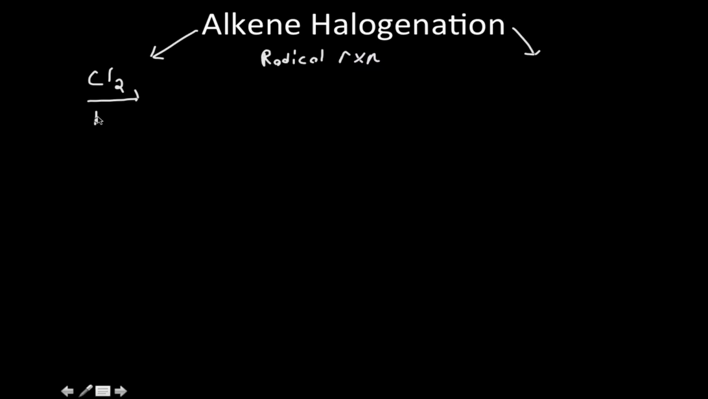Halogenation that should be classified as radical alkene halogenation. So these are the radical reactions here. There are two big things that work here. We are adding chlorine in light, and then the other one that we have is using bromine in light.